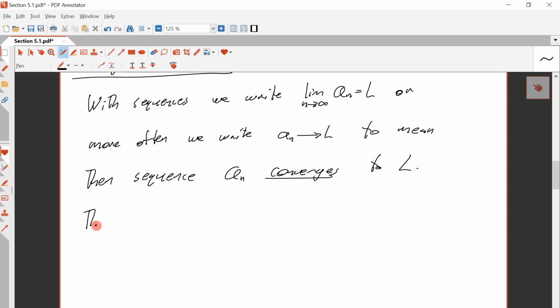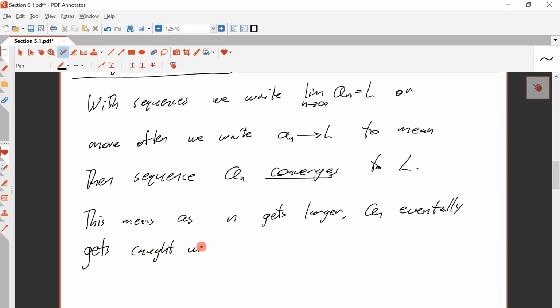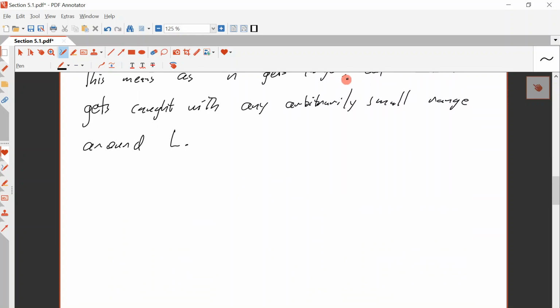This means as n gets larger, a_n eventually gets caught within any arbitrarily small range around L. So it looks like this.